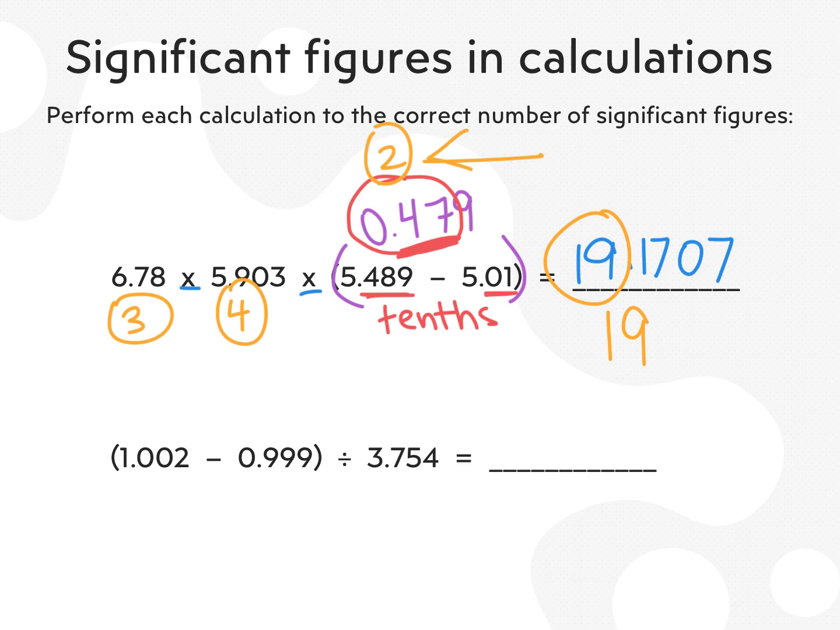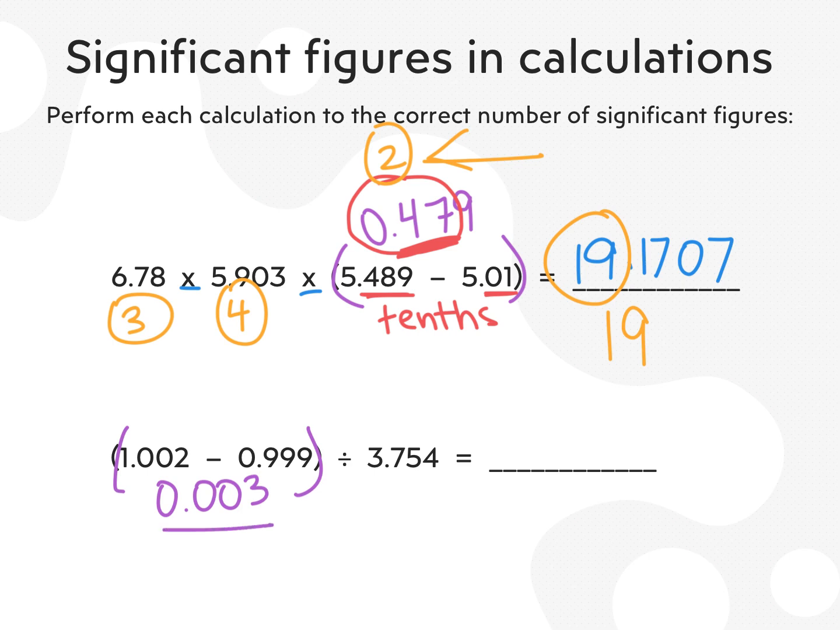So let's look at the next one. Order of operations says I should do this subtraction first. 1.002 minus 0.999 gives me 0.003. I'm looking at my places past the decimal. Both of them have 3 places past the decimal. So my final answer has 3 places past the decimal, which is totally appropriate and correct.